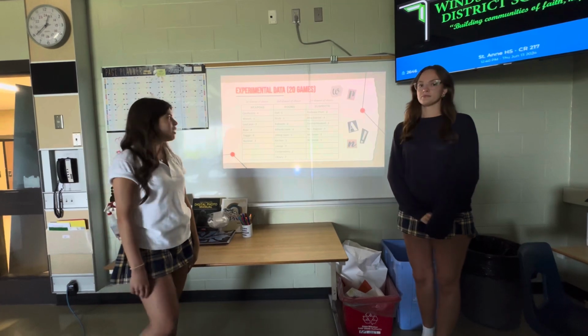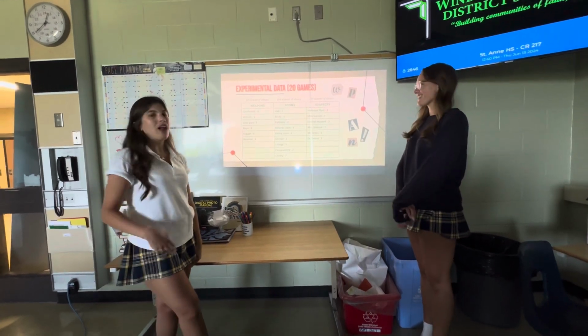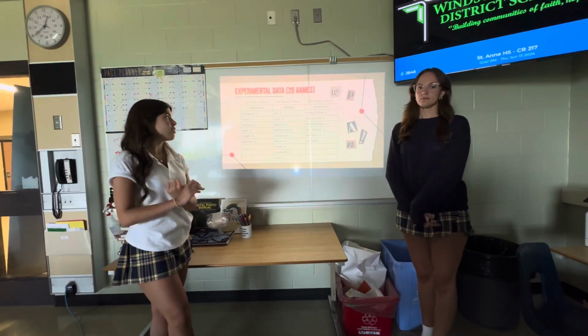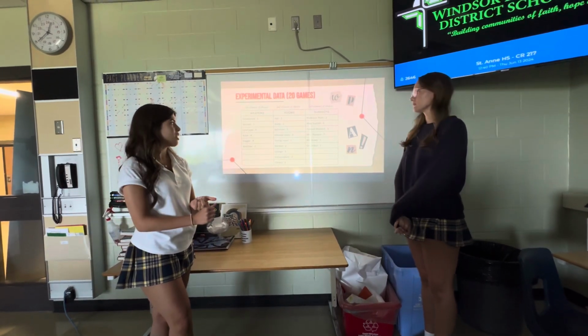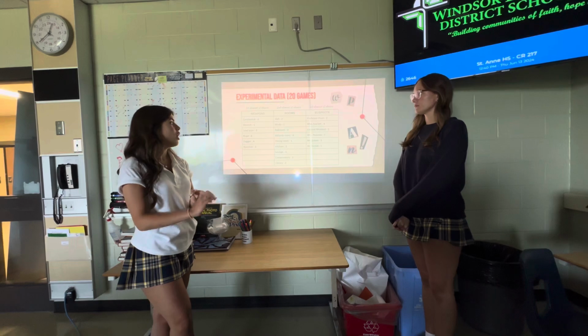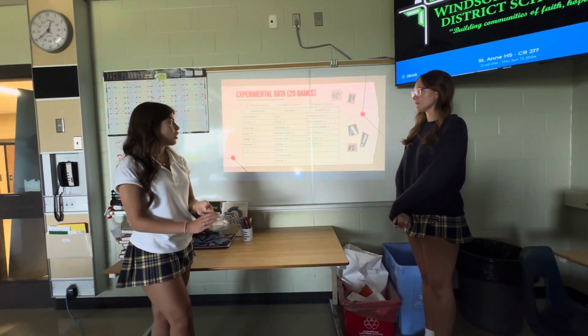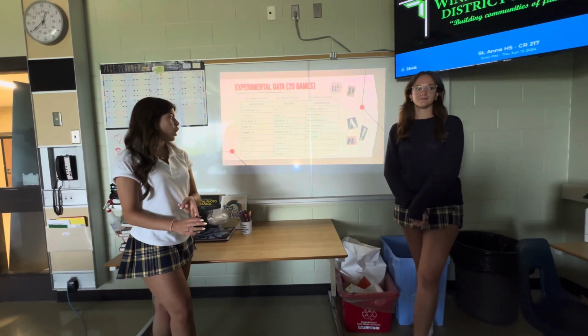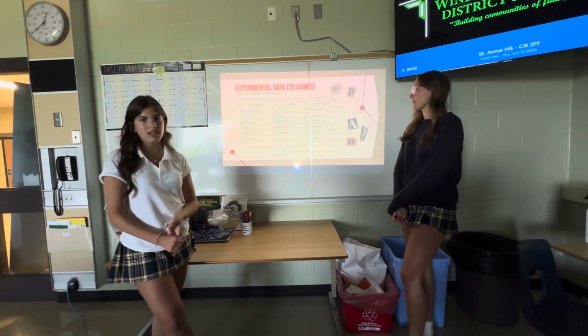For our second element of chance, we did the rooms. Out of the 20 games, this is the data that we collected. Twice it was in the hall, 1 time it was in the study, twice in the ballroom, 4 times in the billiards room, 1 time in the dining room, 3 times in the kitchen and the lounge, twice in the conservatory, and twice in the library.